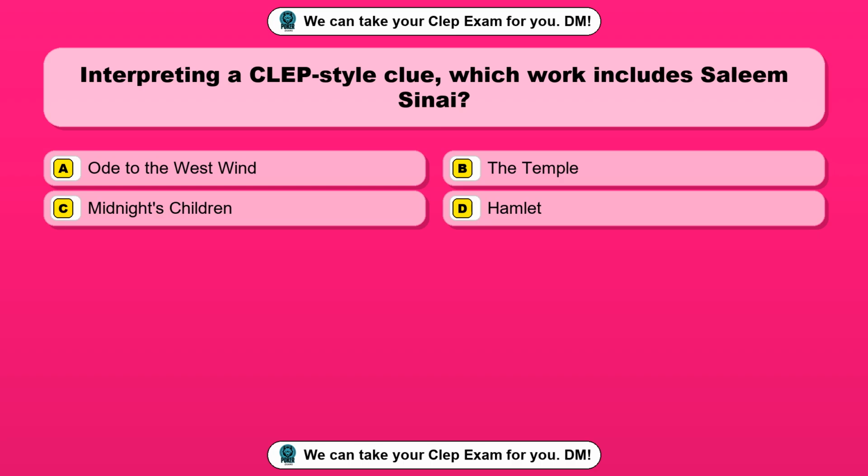Question 2. Interpreting a CLEP-style clue, which work includes Saleem Sinai? Option A. Ode to the West Wind. Option B. The Temple. Option C. Midnight's Children. Option D. Hamlet. The correct answer is option C.